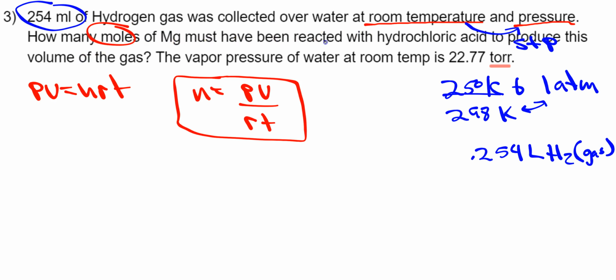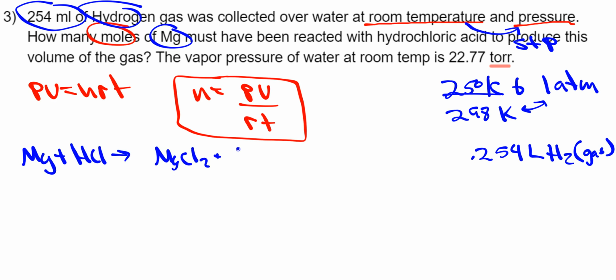How many moles of Mg must have been reacted with hydrochloric acid to produce this volume of gas? You'll notice hydrogen and Mg are not the same thing, so we also have to involve chemistry in this by writing out a balanced equation. It says magnesium is reacted with hydrochloric acid, so we have Mg plus HCl goes to MgCl2 plus H2. Now, we have to obey stoichiometry here, so we have to balance the reaction. There's 2 H's, 2 Cl's, so I've got to put 2 right here. Everything else is just a 1.